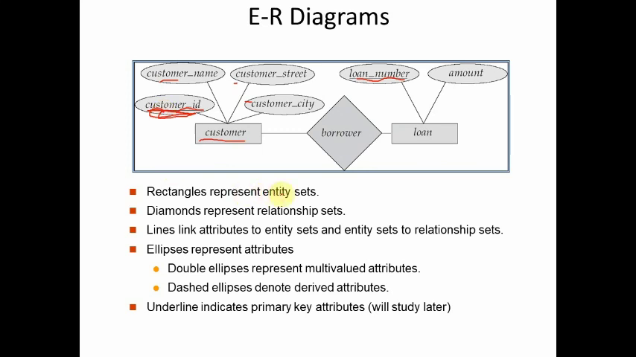So the diamond basically represents the relationship set. How are these two related? I mean, sorry, this is the diamond that shows the relationship between customer and loan is borrower. These rectangles here are the ones that are showing us which one is the entity. The lines link attributes to each entity set, and these lines, remember, can be used to show us the degree of relationship, that is the cardinality.